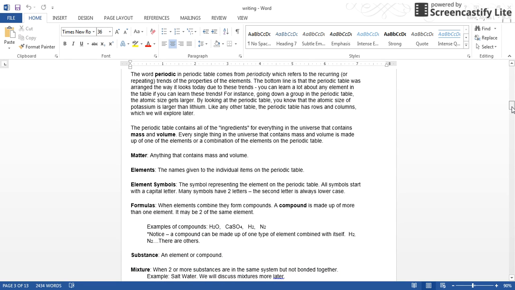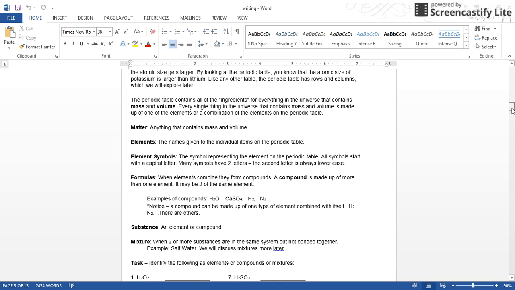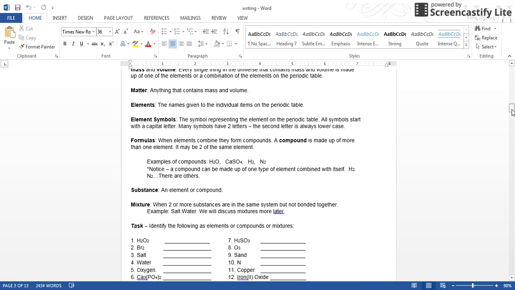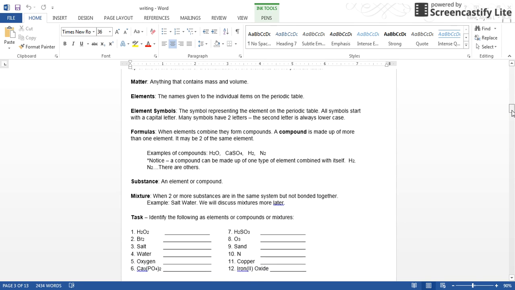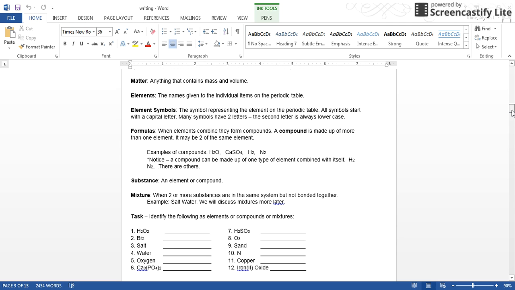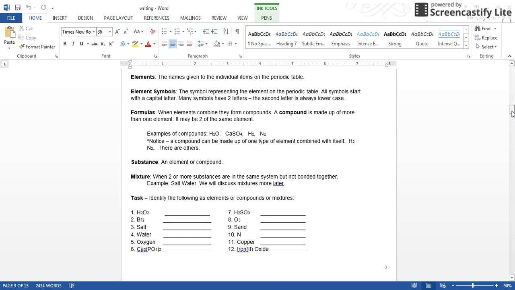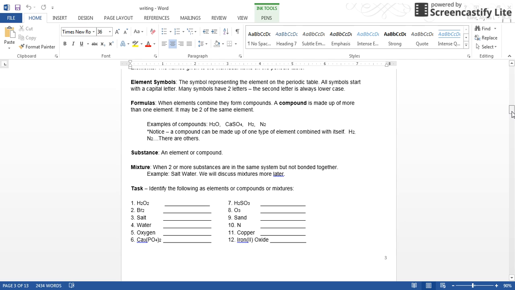But the periodic table contains everything that, in the universe I should say, is made of. Everything is also made up of mass and volume, so we're going to look at those two qualities a lot this year. A couple of definitions: matter is anything that contains mass and volume. Elements are the names given to the items in the periodic table. Element symbols are their symbols. If it has two letters as a symbol, the second one's always lowercase, so something like sodium has a capital N, lowercase a.